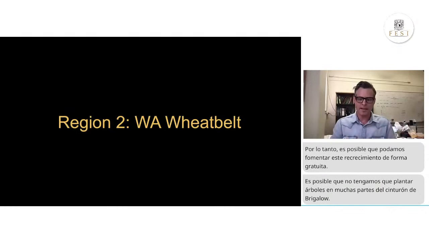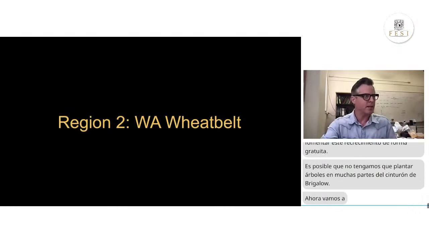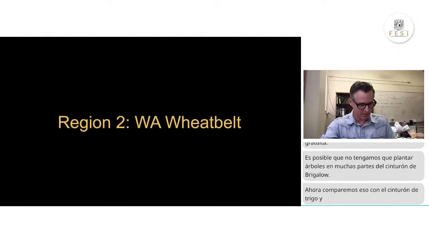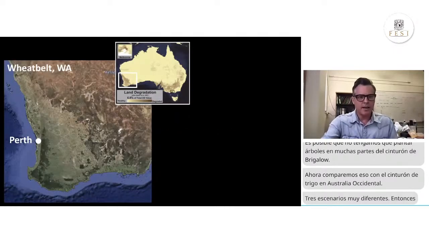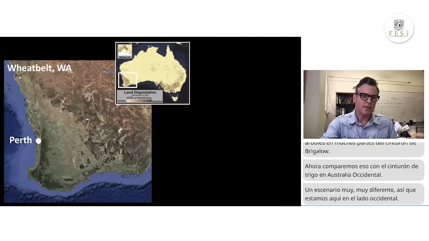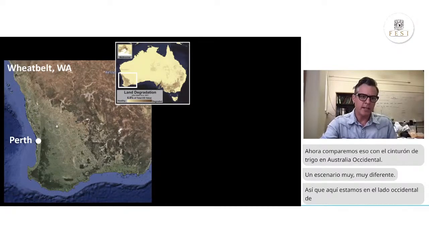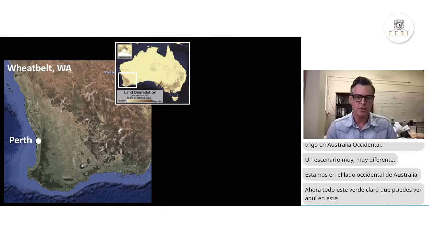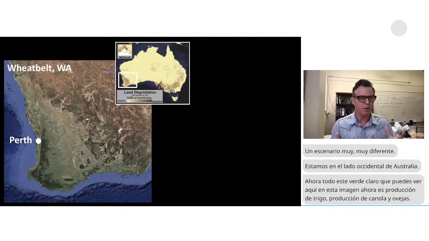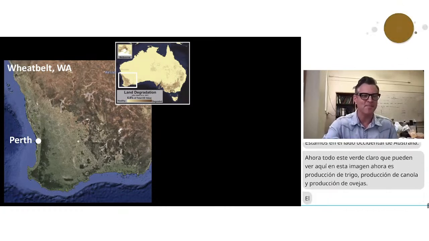Now let's compare that to the wheat belt in Western Australia, a very, very different scenario. So we're over in the western side here of Australia. Now, all of this light green that you can see here in this image is now wheat production, canola production, and sheep production. The wheat belt, it's called the wheat belt for a reason, okay?